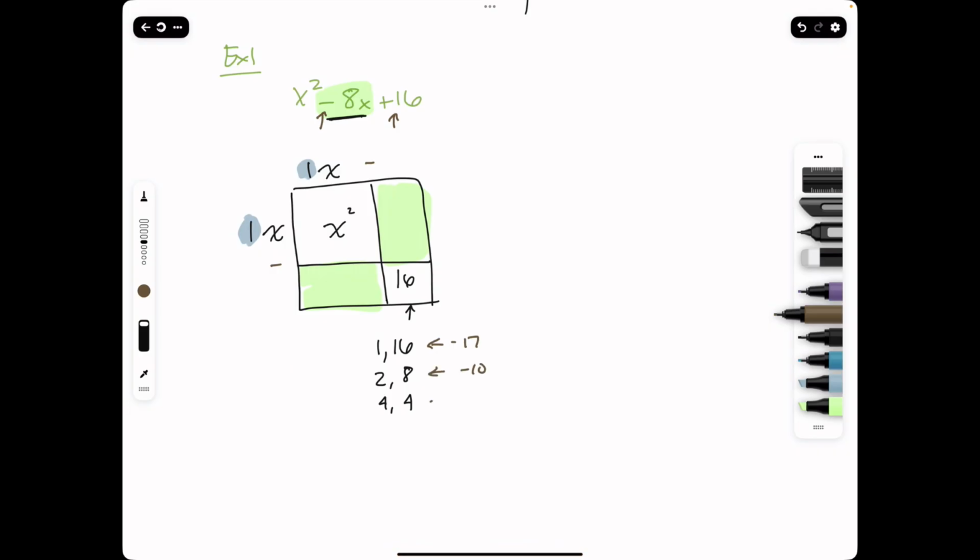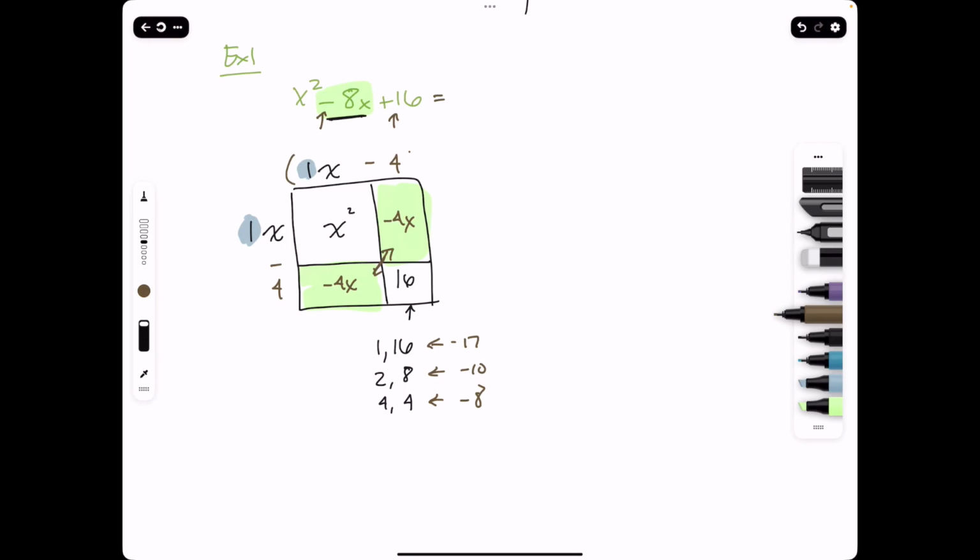Well, I'm not getting to the negative 8. These, if they're both negative, would be a negative 8. So I'm going to use negative 4 and negative 4. And just to double check my work, this is negative 4x, and this also is negative 4x. These two are identical.